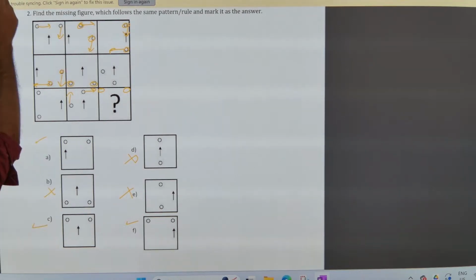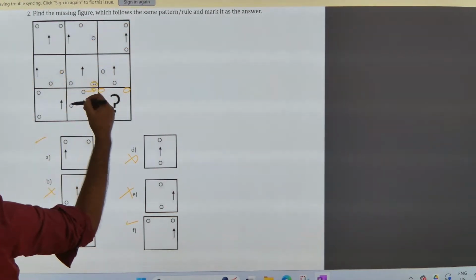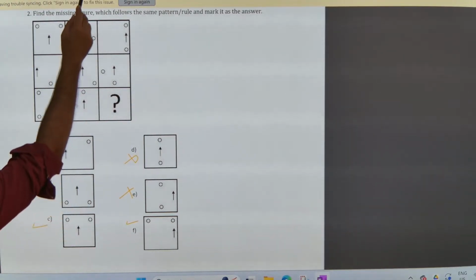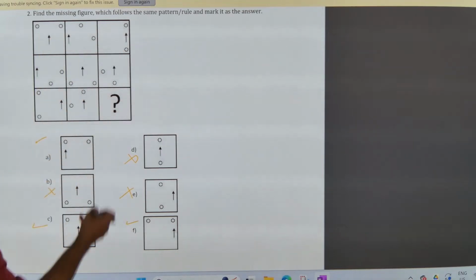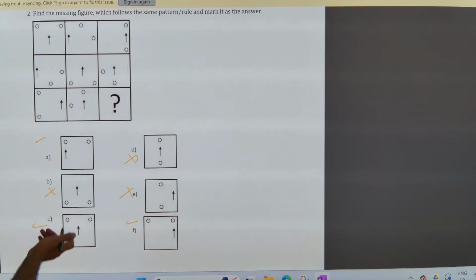For that, we will have to follow the arrow. So I will remove these symbols. Now let us talk about the arrow. Let us focus on the arrow. The arrow is pointing upward in all the cells, so that direction of the arrow will not matter. What will matter is the position of the arrow.